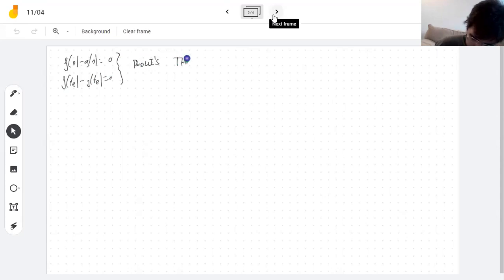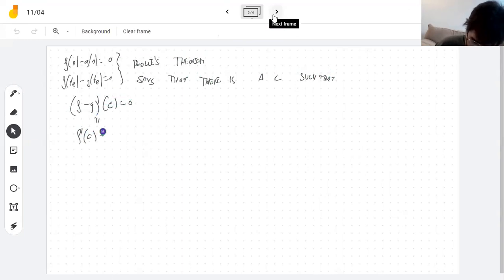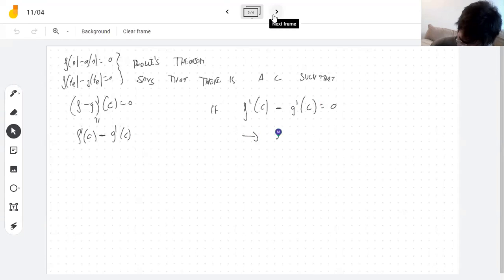Rolle's theorem says that there is a c such that the derivative of f minus g is zero. But of course, the derivative of the difference is the same thing as the difference of the derivatives. So if f prime of c minus g prime of c is zero, this means that f prime of c is g prime of c, which is what we wanted.